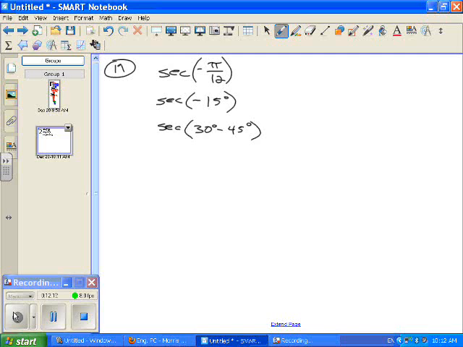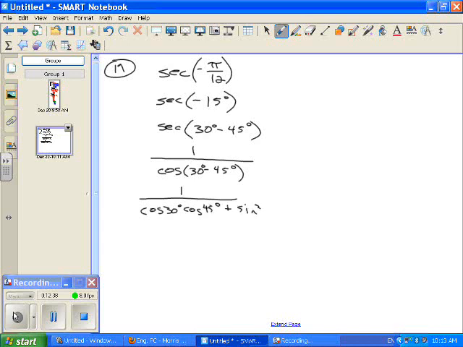Okay, but we don't have a formula for secant, so we're going to go 1 over cosine of 30 minus 45. So we need to just keep putting a 1 over whatever it is that we find for this one. So cosine of two things being subtracted, this is going to be 1 over cosine of 30 cosine of 45 plus sine of 30 sine of 45.